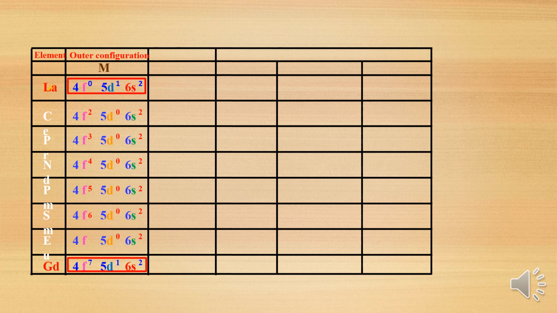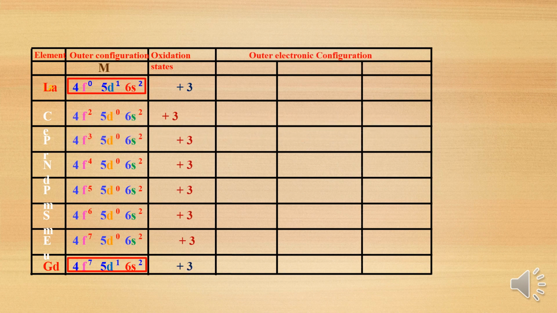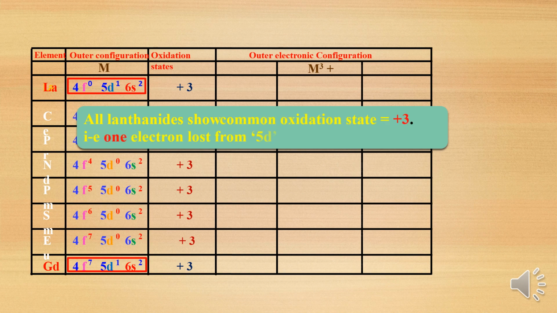Then as you increase the atomic number, only one electron is added in 4f. So after lanthanum we have 4f2, 4f3, 4f4, 4f5, 4f6, 4f7, and it goes on increasing. In the same way, the common oxidation state is +3 for all the elements. Now see the electronic configurations with the metal oxidation state. All lanthanides show a common oxidation state of +3.